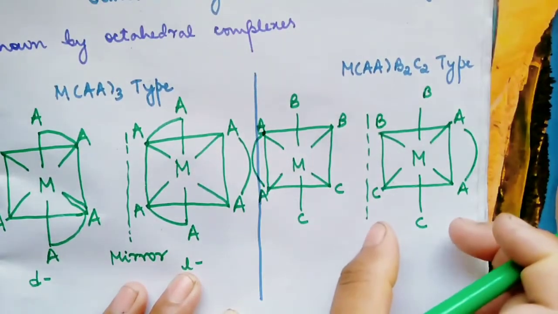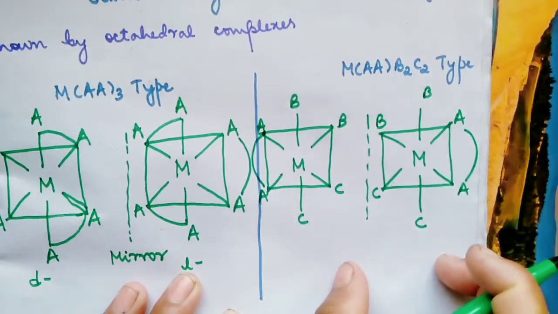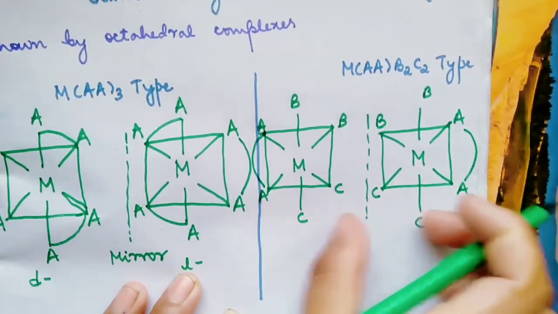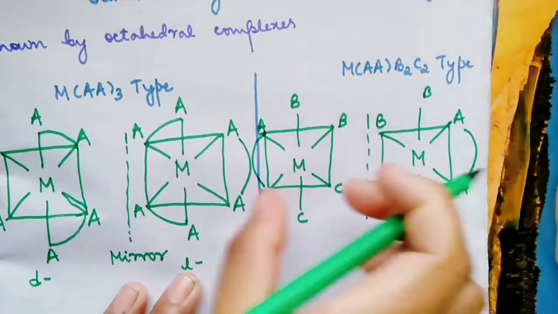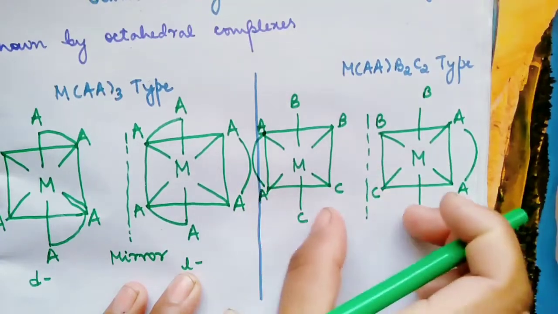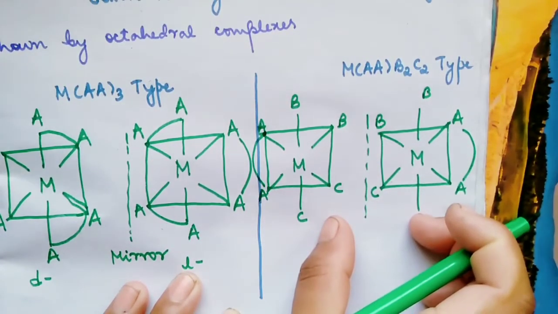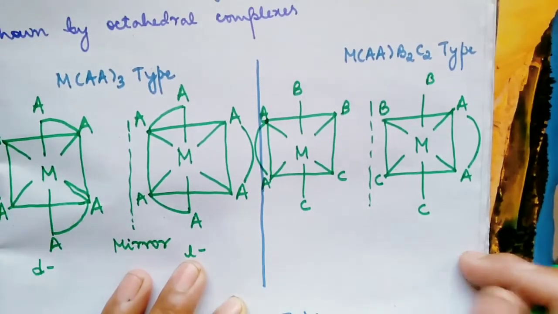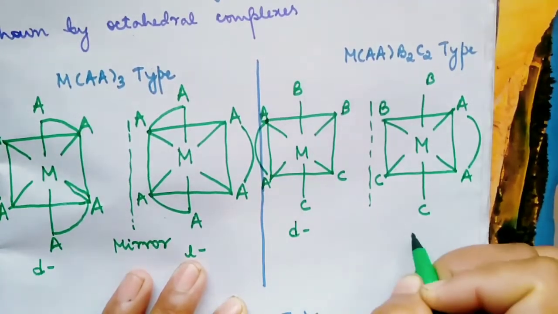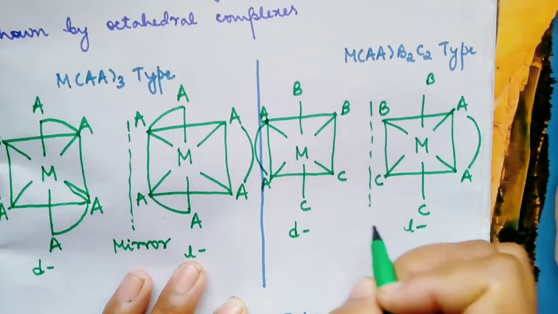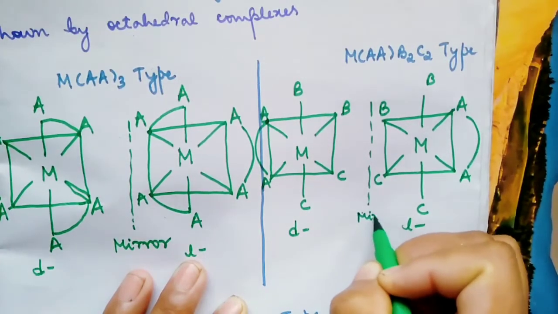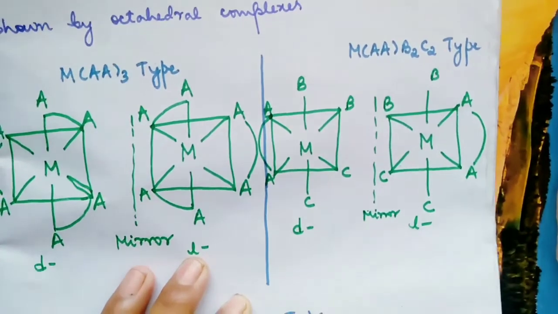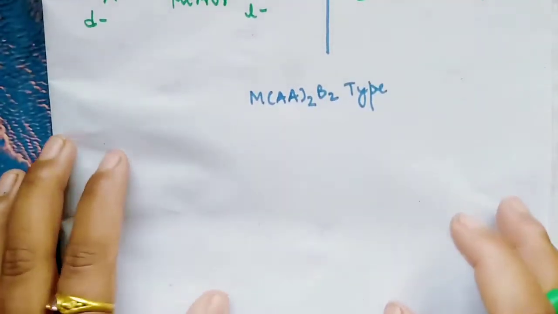If you look at these two, they are non-superimposable. Try to bring and cover this one, it will not cover. So they are non-superimposable mirror images of each other. That is, they are optically active. So it has the D form and the L form. This one is your D form, this one is your L form, and this one is your mirror. Okay, so let us come to the third one, complexes of the type MAA2B2.